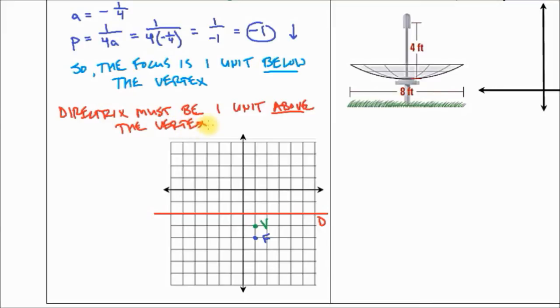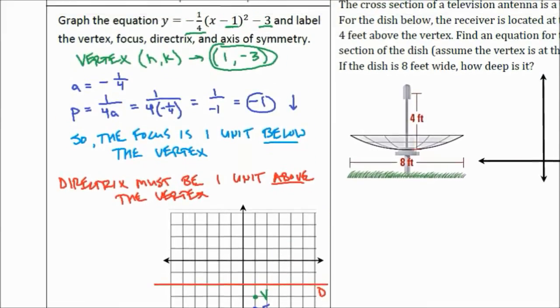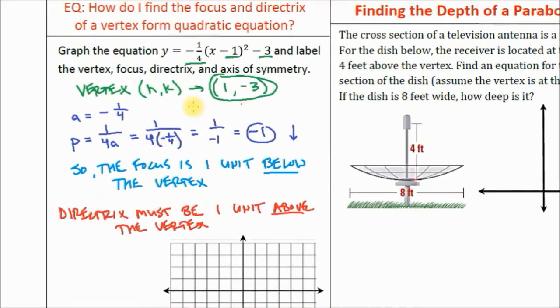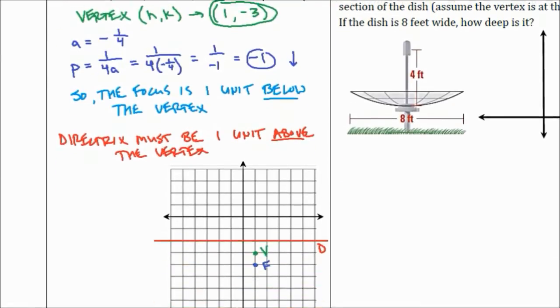Now we've got everything labeled. Let's see what our question says again. Label the vertex, we got it. The focus, we got it. The directrix, we got it. Oh, we got to label the axis of symmetry.